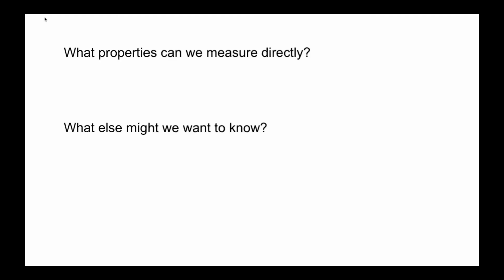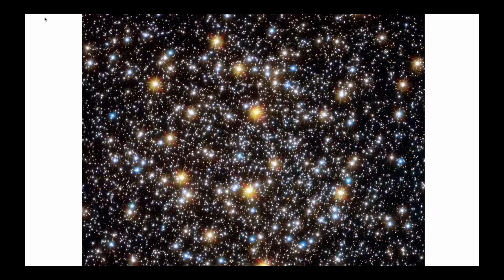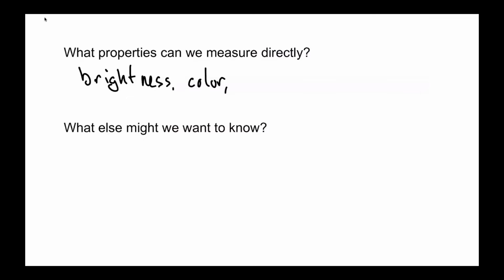We can measure their brightness, we can measure their color, and the only other thing that we can really measure is the position of the stars in the sky, location. That's pretty much it.